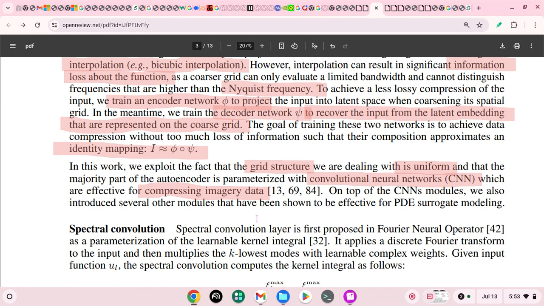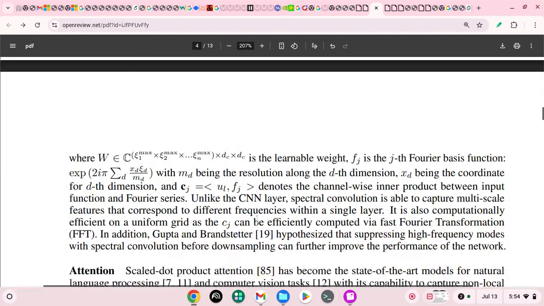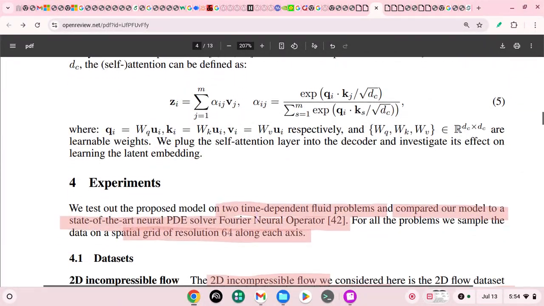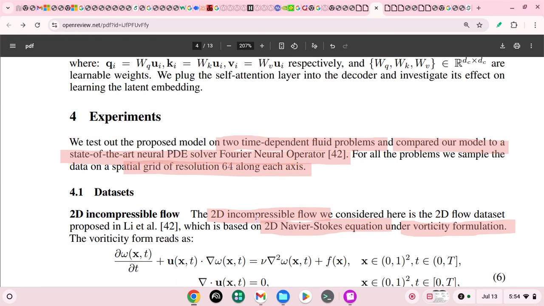And it has also been proven in many other outside applications, like compressing image data. And these are some of the mathematics behind the encoder-decoder formulation, which is not needed for our description. The experiments involve two time-dependent fluid flow problems, one 2D and one 3D, and the built model is benchmarked against the Fourier neural operator, approximated by FNO, and the grid resolution is 64.